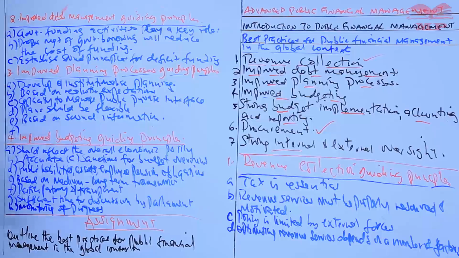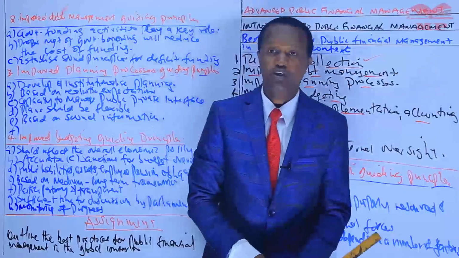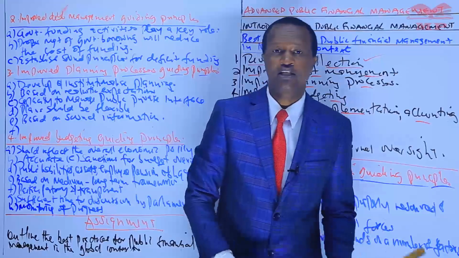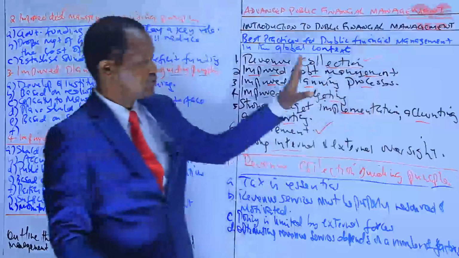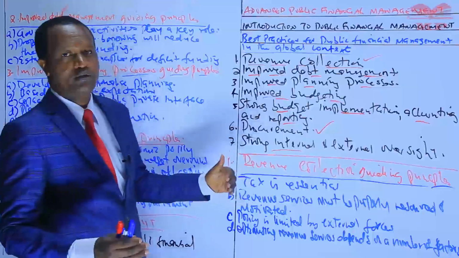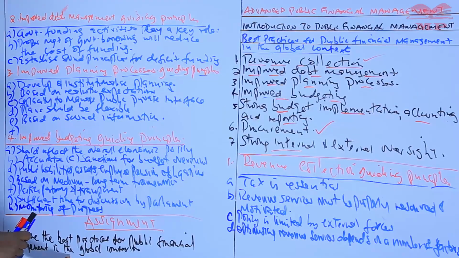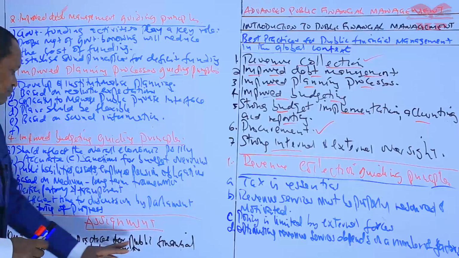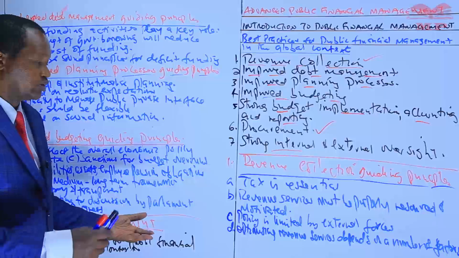Here's the assignment. Outline the best practices for public financial management in the global context. When answering the question, please avoid picking the answers directly from your notebook. First of all, go through the lesson one more time, write down the notes. Then when you are through, close the book and try and see if you can recall the best practices for public financial management in the global context from your memory. Then you can mark your work.